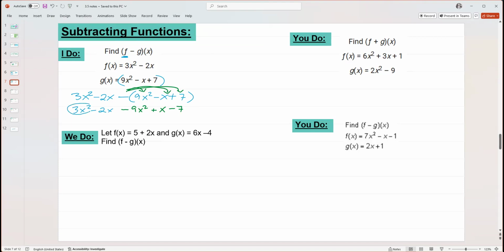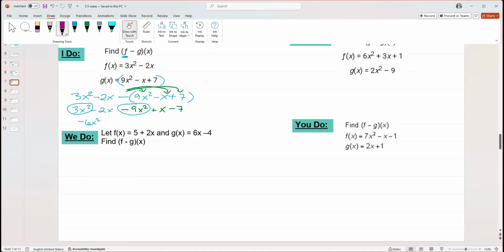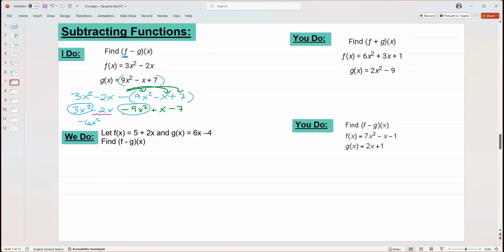So start with the first one. I have 3x squared. The next x squared is right here, so minus 9x squared. So you're just going to do 3 minus 9, get your negative 6, and it's still an x squared because we're not multiplying. That's the only time your exponents will change.